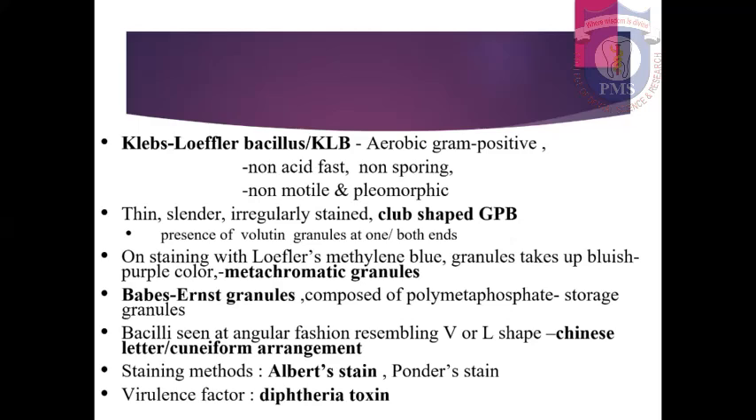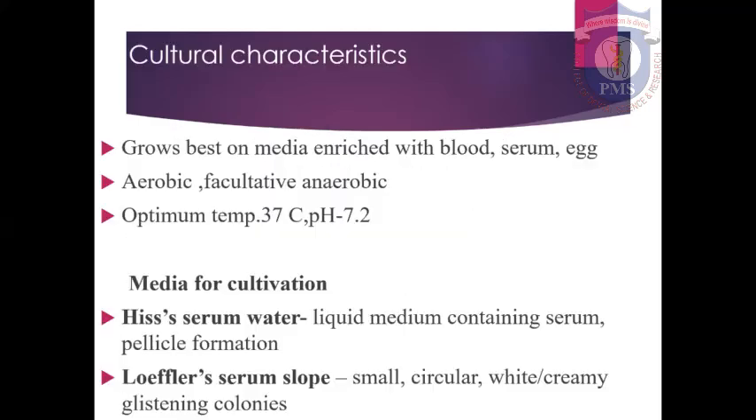These bacilli are seen in an angular fashion resembling a V or L shape. We call that arrangement Chinese letter or cuneiform arrangement. Staining methods for the detection of Corynebacterium diphtheriae include Albert stain and Ponder stain. And the principal virulence factor of diphtheria is the toxin, diphtheria toxin.